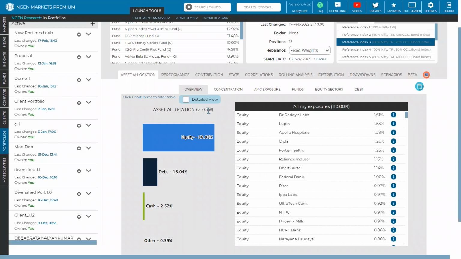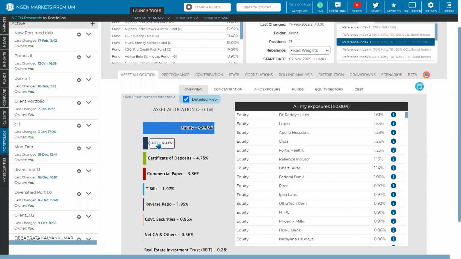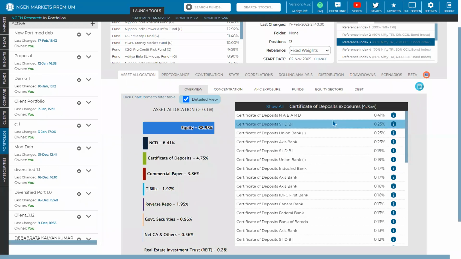How do I do that? All I need to do is click on this detailed view. The purpose of this detailed view is to break down the debt side of it. So when you click on this, you can see the NCDs, the CODs, which is certificate of deposits, commercial paper, T-bills, all are being updated into the system. Now, when you click on it, you can see all those exposures.